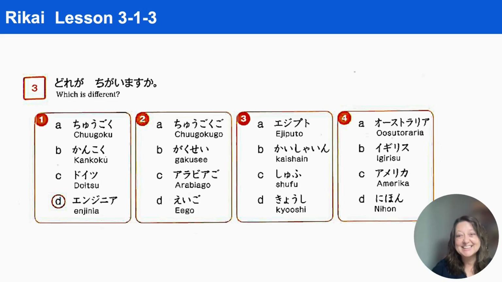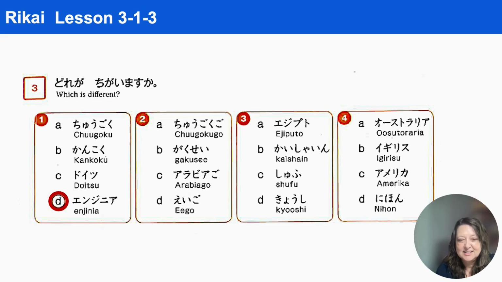Okay, ready? Let's go over this together. どれが違いますか? 中国、韓国、ドイツ、エンジニア. The answer is D, engineer. The first 3 are countries. D is an occupation. Did you get that right? Probably. It was a sample sentence. All right, let's try number 2.